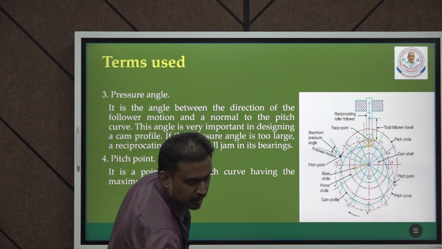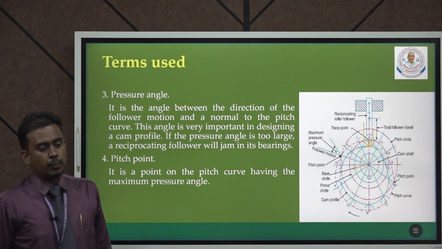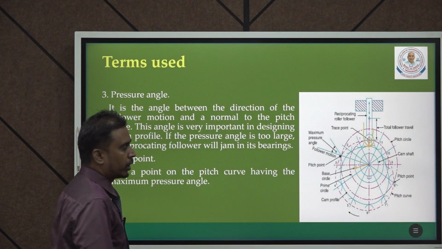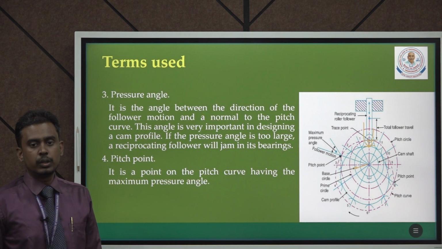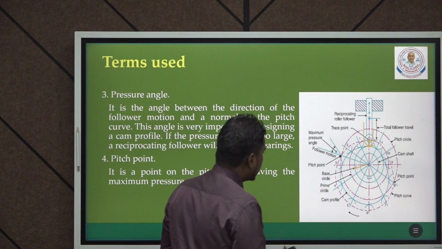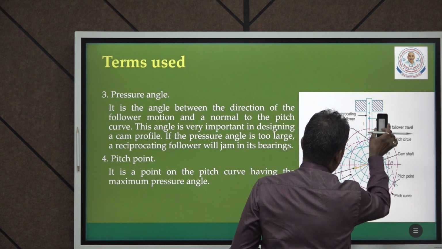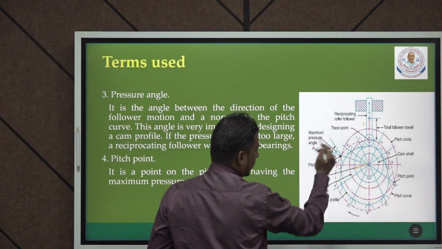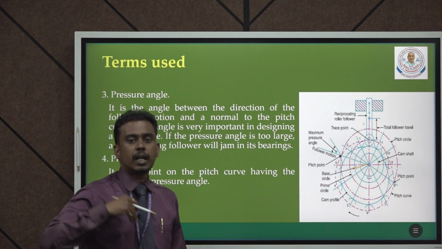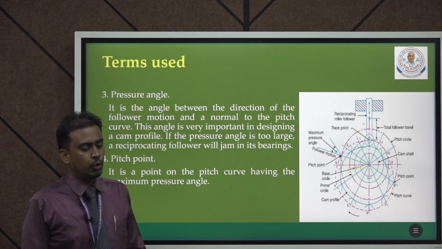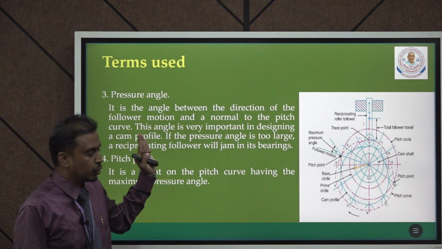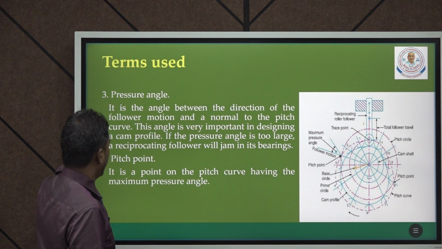The third point is pressure angle. Pressure angle is nothing but the angle between the direction of the follower motion and a normal to the pitch curve. This angle is very important in designing the cam profile. If the pressure angle is too high, there will be chances for jamming in the bearing arrangement. So, it should be kept at a suitable level.